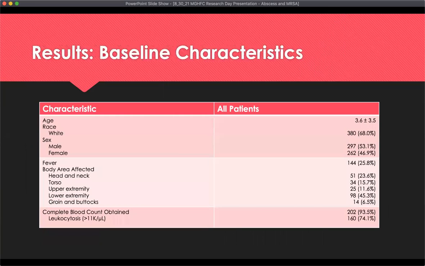Here are some baseline characteristics for all patients. As you can see, both males and females were fairly equally affected, with most infections occurring in the head and neck, followed by the groin and buttocks. Notably, laboratory evaluation was highly prevalent, with almost all patients receiving a CBC.